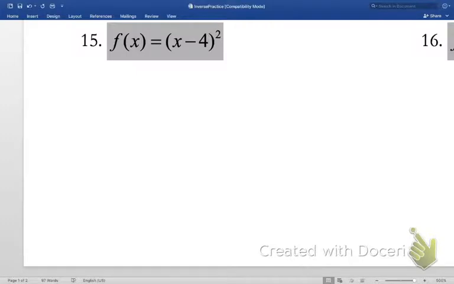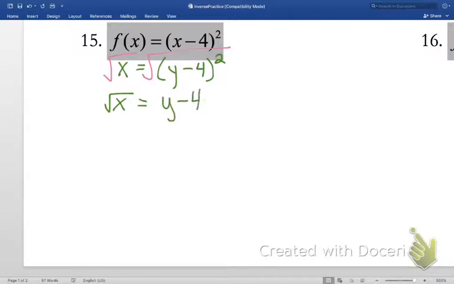Number 15. First step, switch x and y. Always switch the x and the y. So I have x equals y minus 4 quantity squared. The first thing I've got to do is get rid of that square. How do I get rid of a square? I take the square root. So now I have the square root of x, and my square and square root cancel, leaving me with just the y minus 4. Got to get y by itself.